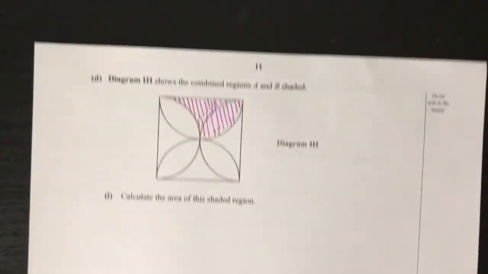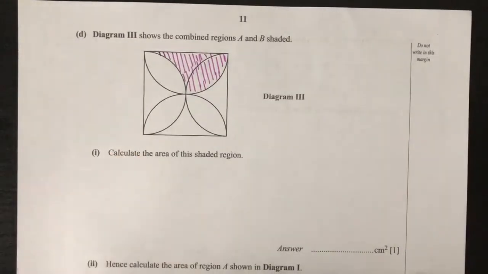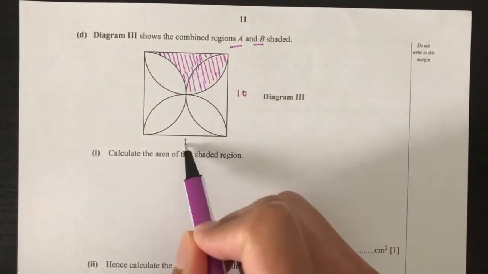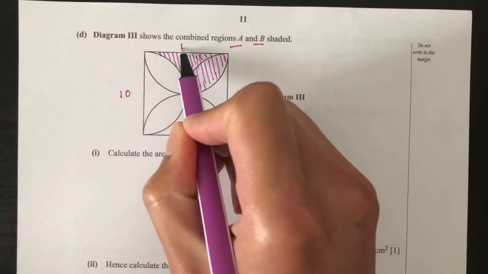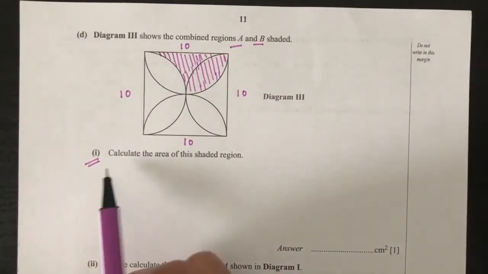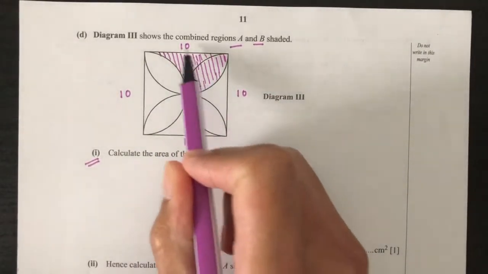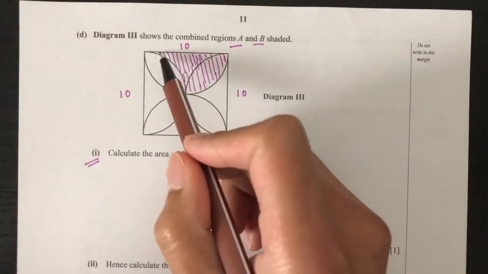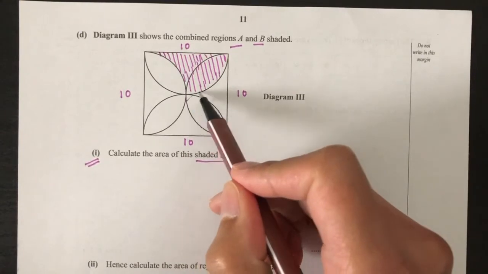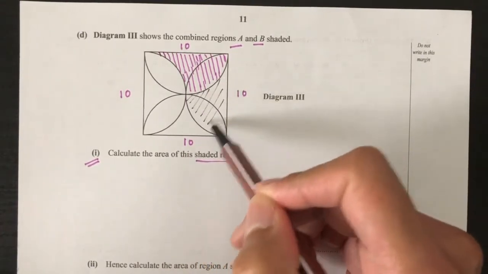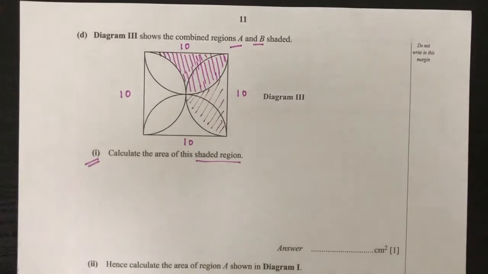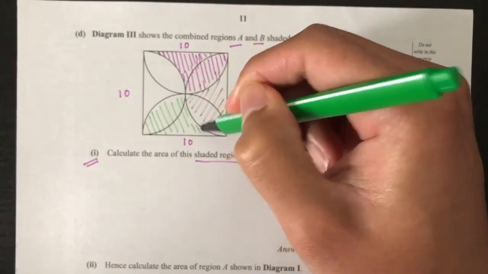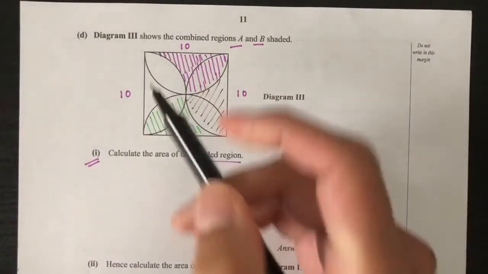Now moving on to part D, it says the diagram 3 shows the combined region of A and B. This is still 10, 10, 10, and 10. So part 1, calculate the area of this region. So how would you find this area? By observation, you will observe that this region right here is the same as this region on this side, which is also the same as the region on this side, which is also the same as this region.